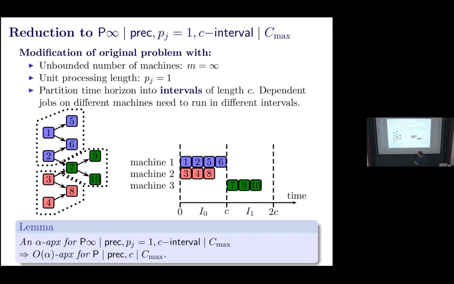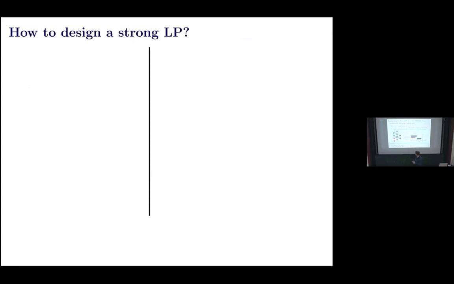Okay, so we're kind of back to a clustering problem. And so the first thing we need to do is design a linear program that's going to be good enough. And I hope from the introduction you could see that was not a trivial step. In some sense, there are two design choices.